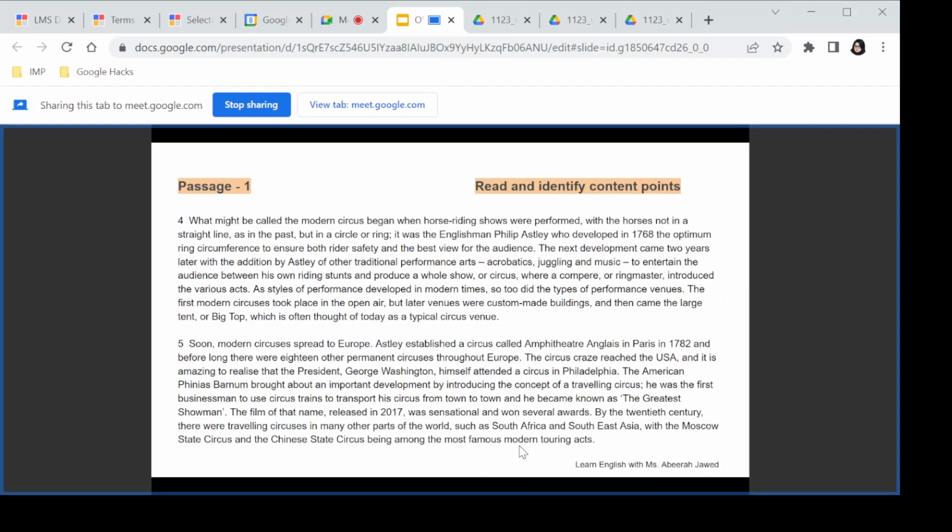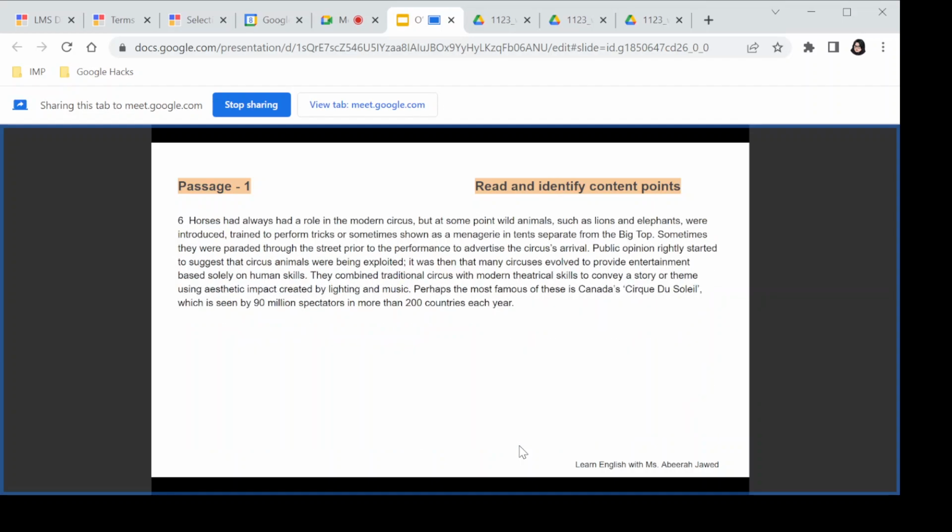So let us now take a look at the points that we have, last paragraph, and then we'll move on. Horses had always had a role in the modern circus, but at some point, wild animals such as lions and elephants were introduced, trained to perform tricks, or sometimes shown as a menagerie in tents separate from the big top.